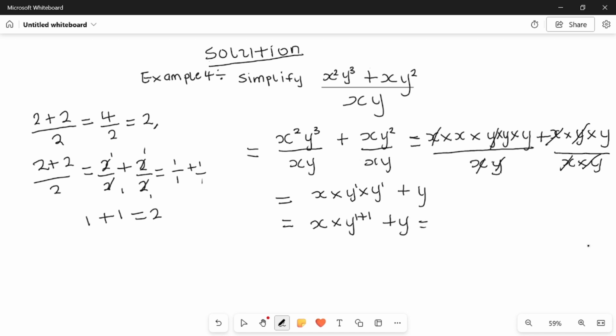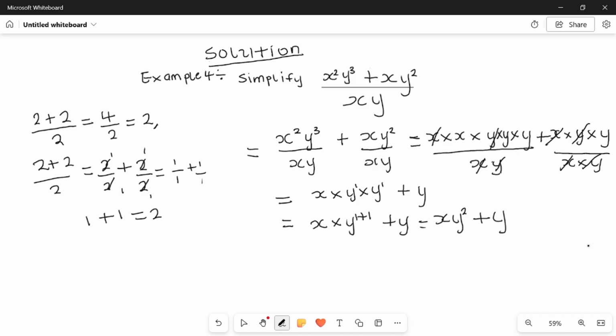So we now have x times y, 1 plus 1 will be 2. That's y raised to the power 2, plus our y that is here. So this is our final answer.